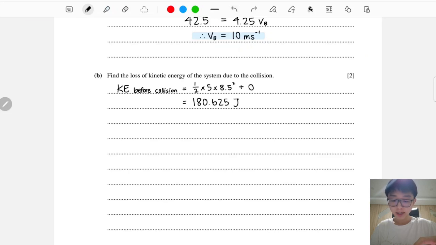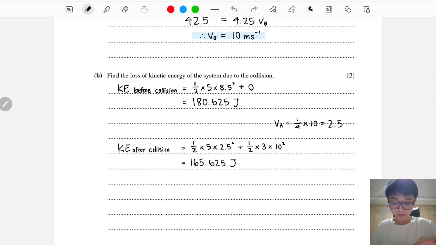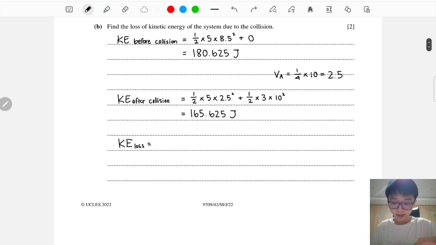Now for the kinetic energy after the collision, we first need to find the speed of A after the collision, which is 1/4 the speed of B. That would be 2.5, right? And plugging into the formula for kinetic energy, for A it would be half times 5 times 2.5 squared plus half times 3 times 10 squared, which comes out to be 165.625 joules. Then the kinetic energy loss would just simply be the difference between the two, and that comes out to be 15 joules, and that is your answer for part B.